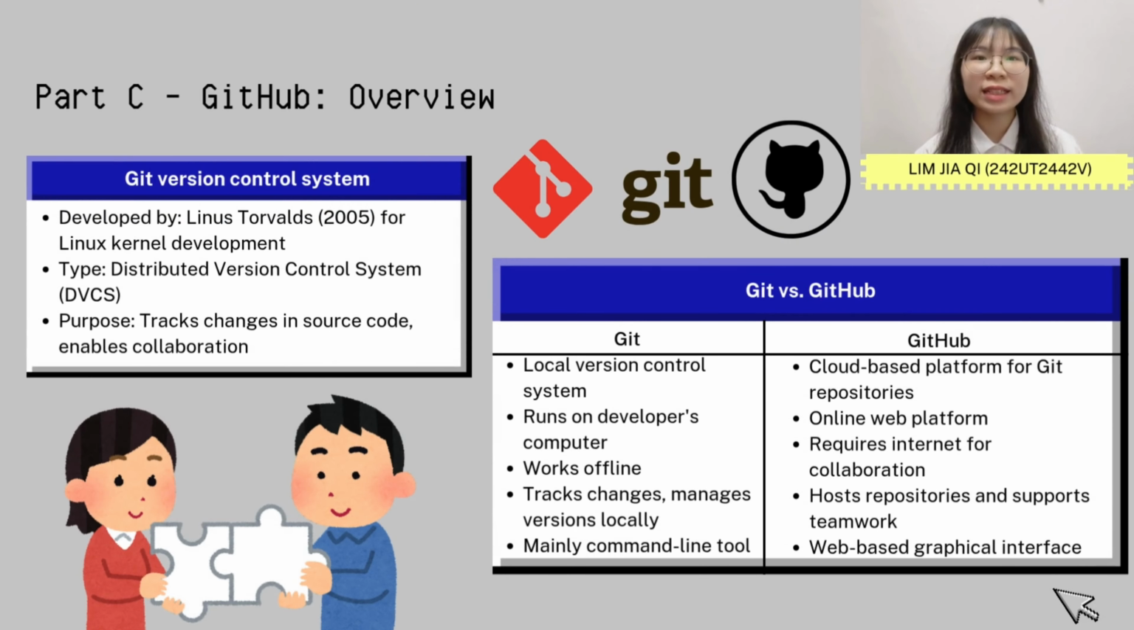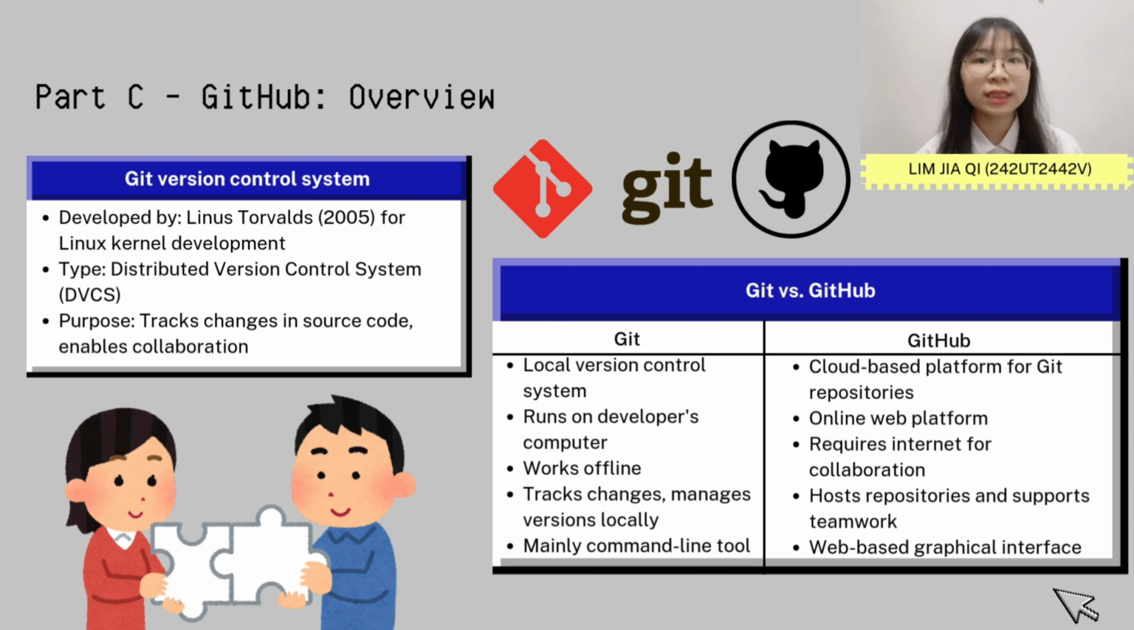Now, let us look at the Git version control system. Git was created by Linus Torvalds in 2005 for Linux development. It is a distributed version control system, meaning each developer has a complete copy of the project. Git allows us to track changes, manage code history, and work offline.